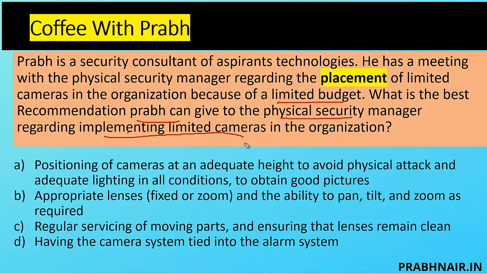Question specifically talking about implementing with limited cameras with a budget. Option D, having a camera system tied to the alarm system. Again, it is a function. So if you ask me, if I have limited cameras with a limited budget, I will place them in such a manner that I am able to capture the pictures. That is why the answer is A. A for alpha. Let's move to the next coffee shot.